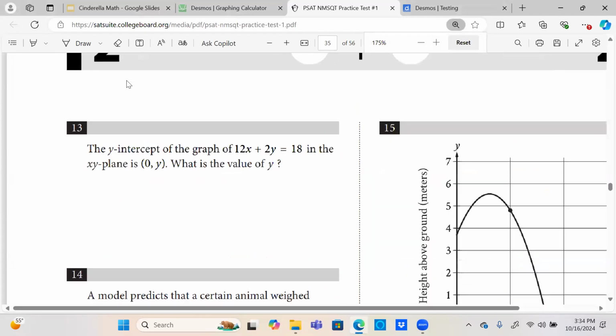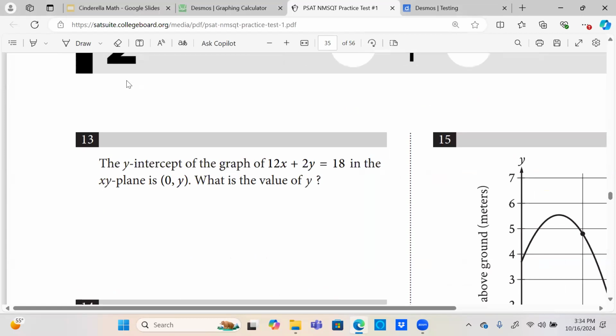Okay. Next page, 13. The y-intercept of the graph in the xy plane is (0, y). What is the value of y? So I'll do this with Desmos and I'll do it by hand. I'll start by hand. This is the x, this is the y.